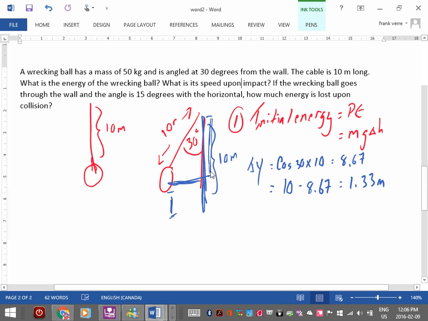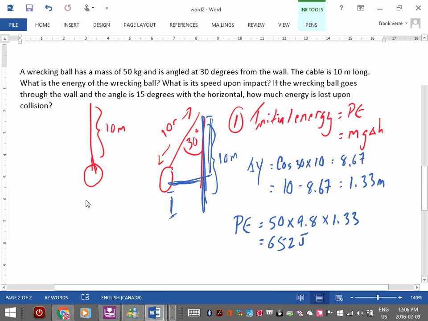Now we can figure out the potential energy of the wrecking ball, because we know it's mgh. So the mass is 50, g is 9.8, and the height is 1.33. What would that be for potential energy? About 650, so we'll say 652 joules of energy.